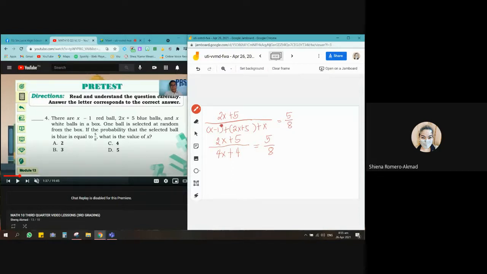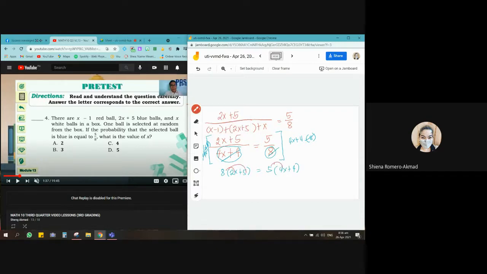Then, para mas madali natin siyang isolve, we will multiply this sa kung ano yung mga nasa denominator. Ano? And that's 4x plus 4 times 8. Then, cancel natin yung 4x plus 4. We'll have multiply this to 8. 8 times 2x plus 5. Ito naman, cancel natin sa 8. So, may iwan is 5 times 4x plus 4. Okay?